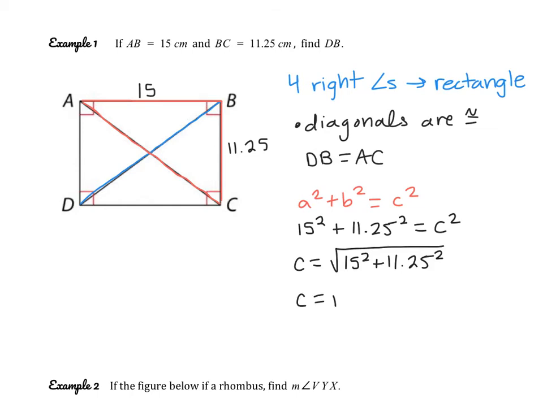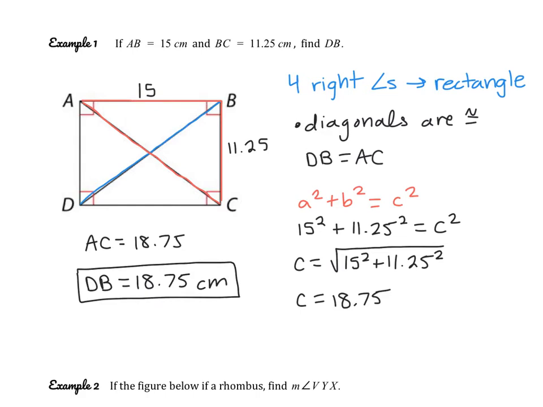And we get 18.75. So that's the length of AC in this case. So since AC is equal to 18.75, we know that DB is also equal to 18.75 centimeters.